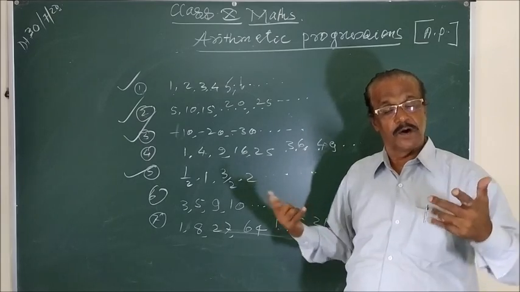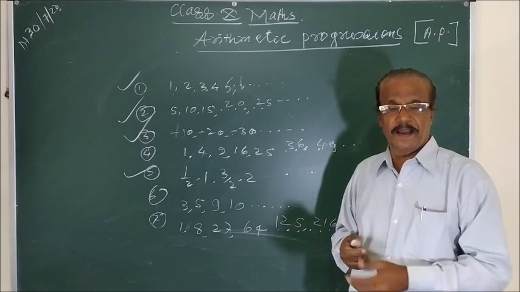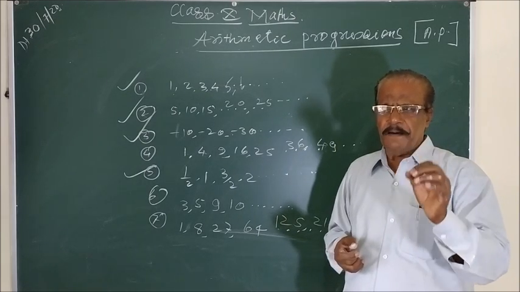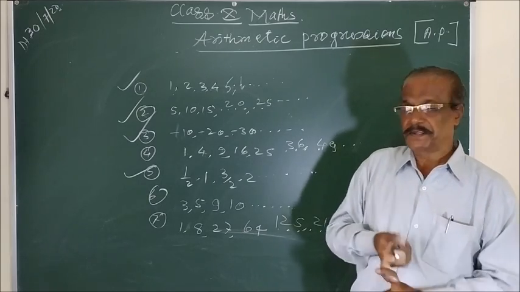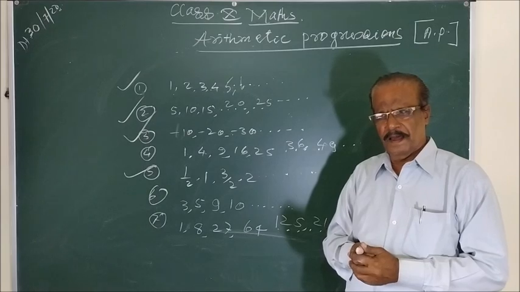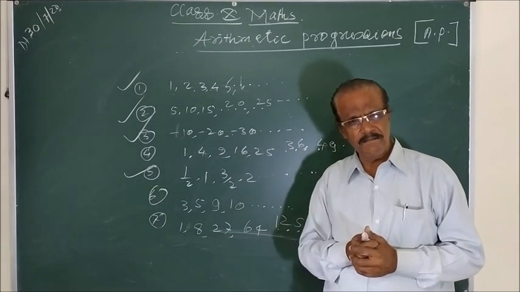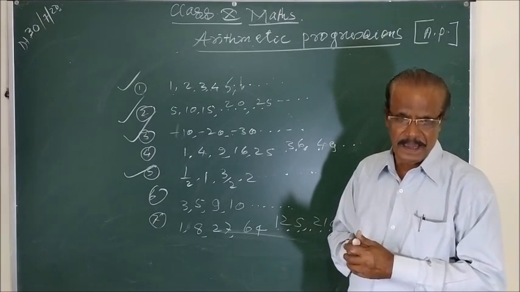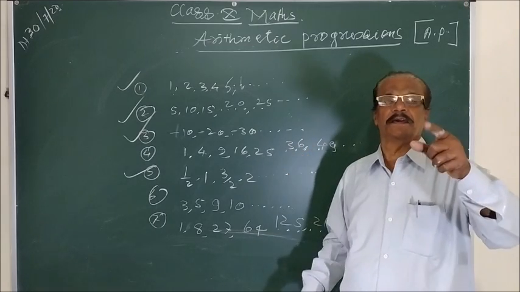Why they are not in AP? Because AP is the list of numbers which increases or decreases by a fixed number. And these numbers in example 4, they don't follow that rule, and therefore these numbers are not in AP.